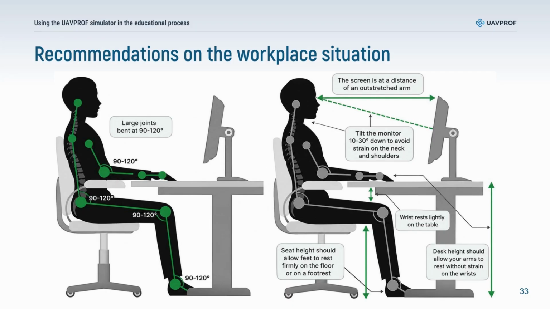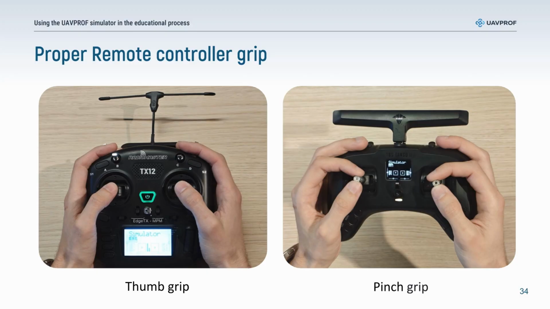The monitor is located at eye level, and the distance from the eyes to the screen is from 50 to 80 centimeters. And most importantly, it is recommended to hold the remote control in your hands, holding it with your palms from the sides. This approach provides full control over the equipment and prepares the pilot for real flights, where a table or other support may simply not be available.